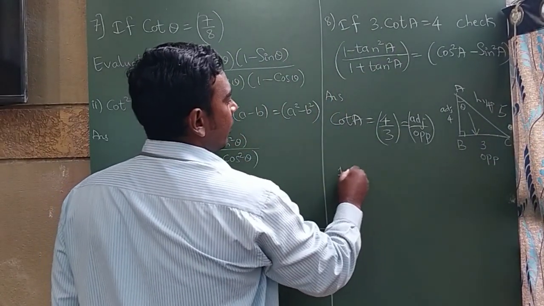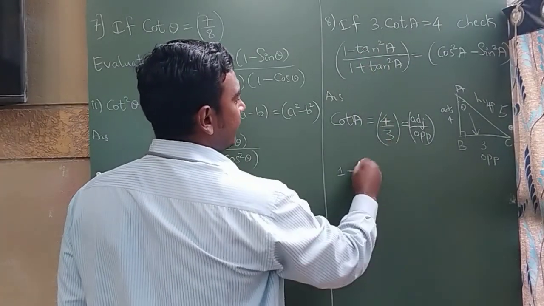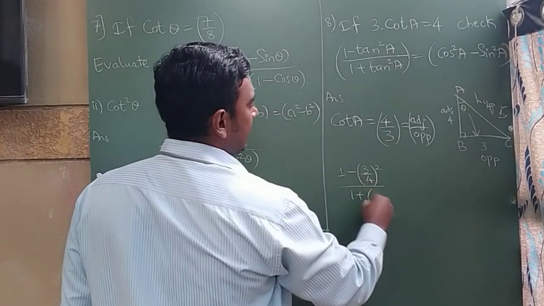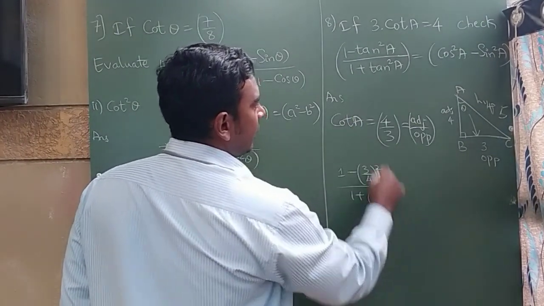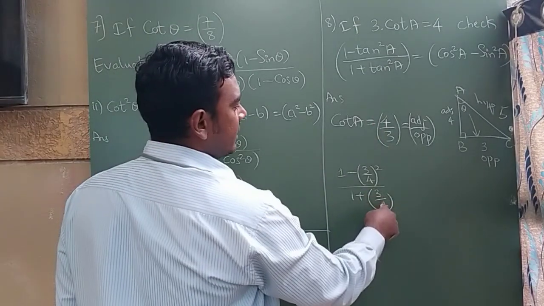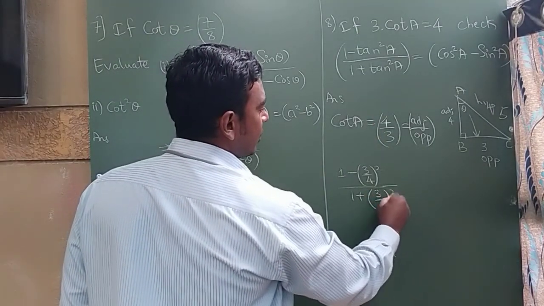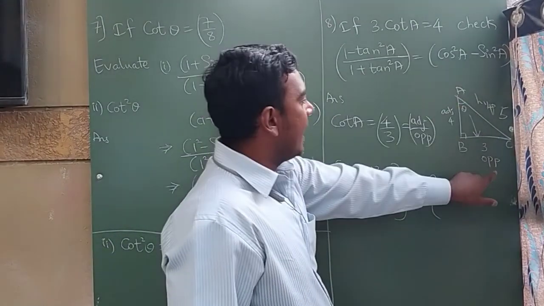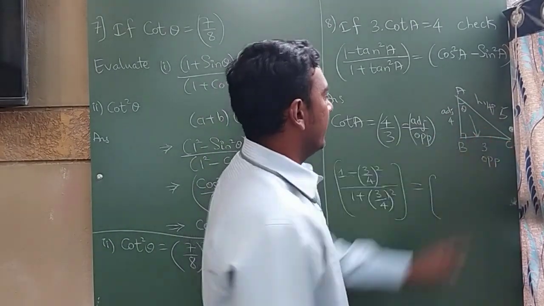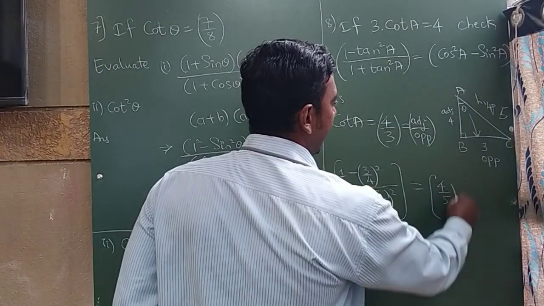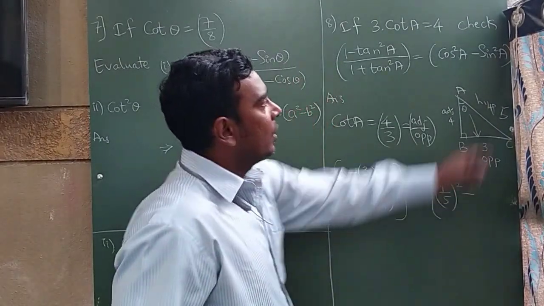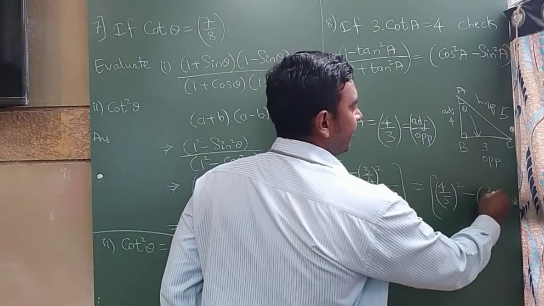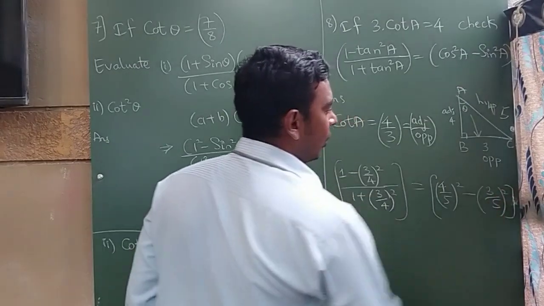Now this one: 1 minus, what is tan? Reverse of this, that is 3 upon 4, square. 1 plus, 4 upon 3, reverse of this is 3 upon 4. This is also square. Now what is cos? It is adjacent upon hypotenuse, that is 4 upon 5 whole square, minus, what is sin A? Sin A is opposite upon hypotenuse, 3 upon 5 whole square.